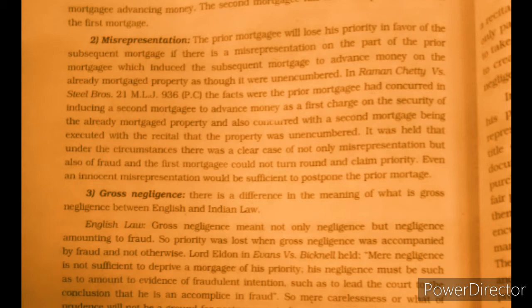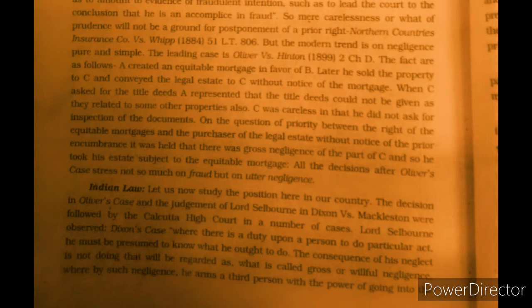Lord Eldon in Evans versus Bicknell held mere negligence is not sufficient to deprive a mortgagee of his priority. His negligence must be such as to amount to evidence of fraudulent intention, such as to lead the court to the conclusion that he is an accomplice in fraud. So mere carelessness or want of prudence will not be a ground for postponement of a prior right. Northern Counties Insurance Company versus Whipp, 1884, 51 LT 806.